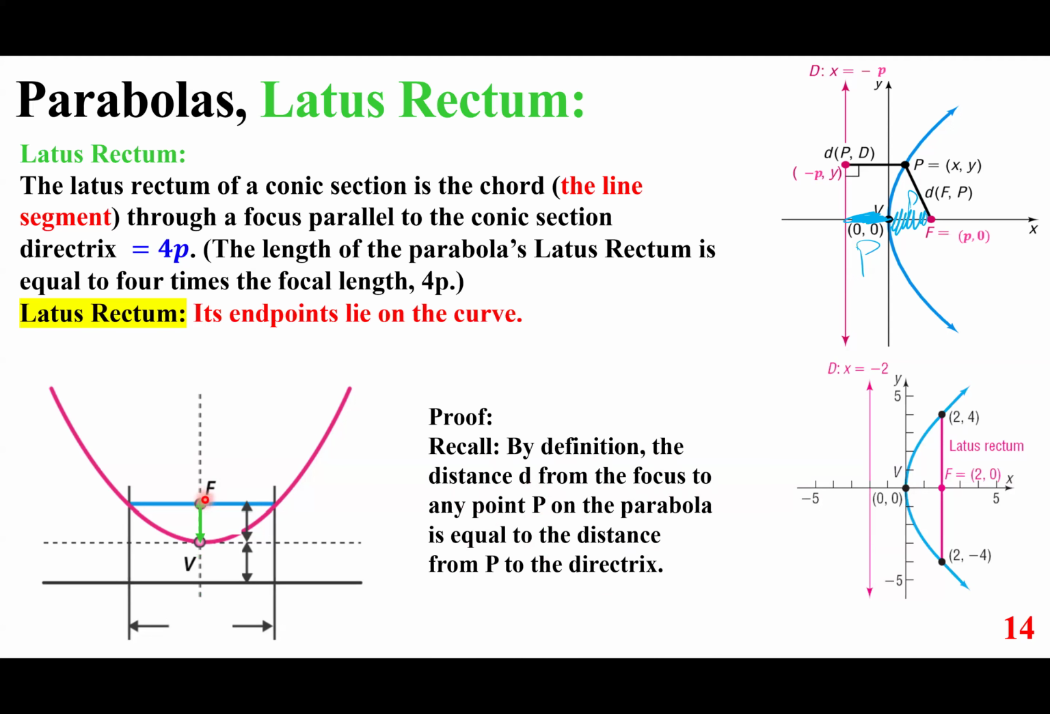So from this point, the vertex, to the focus is the same as this distance to the directrix. These two must be identical by definition. And each one is P. That is called the focal distance. Therefore, this is P, and from here to here is 2P. This is 2P, so is this one. So this entire thing is 4P. Believe it or not, that's the proof.